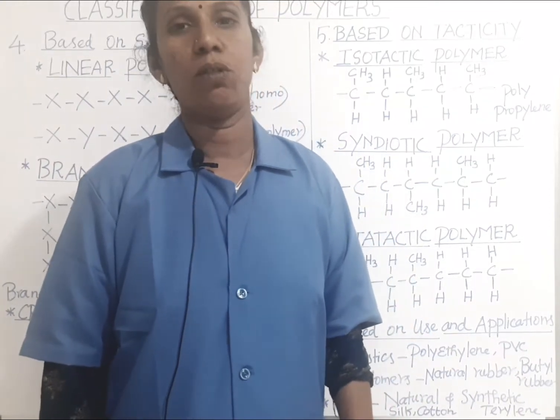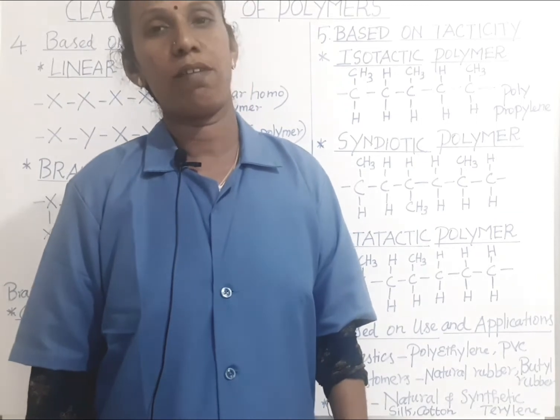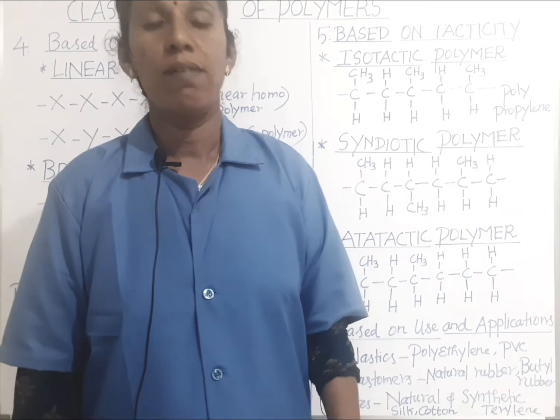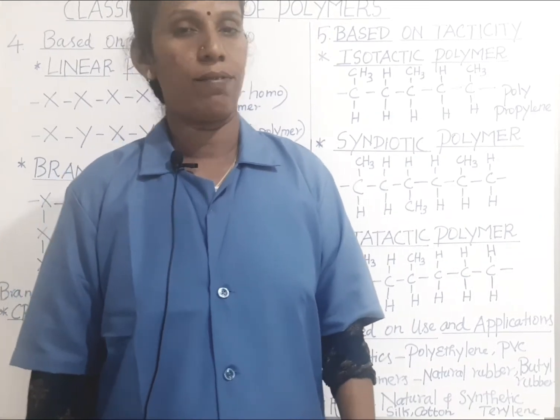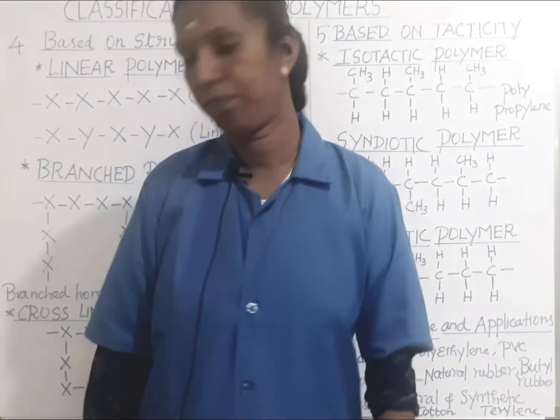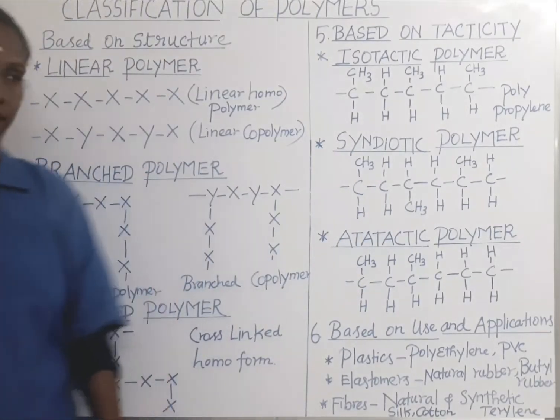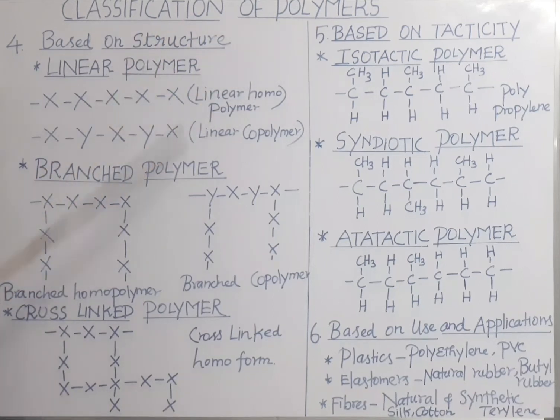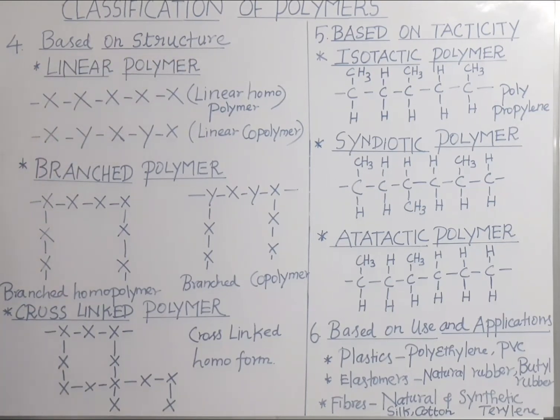In the previous video, we have seen the first three types of classifications of polymers. In the present video, today we will see about the last three types of classifications of polymers. Let us see. Classification of polymers. So the last three types of classifications. The fourth classification is based on structure. Based on the structure of the polymers, polymers are classified as linear polymer, branched polymer and cross-linked polymer.